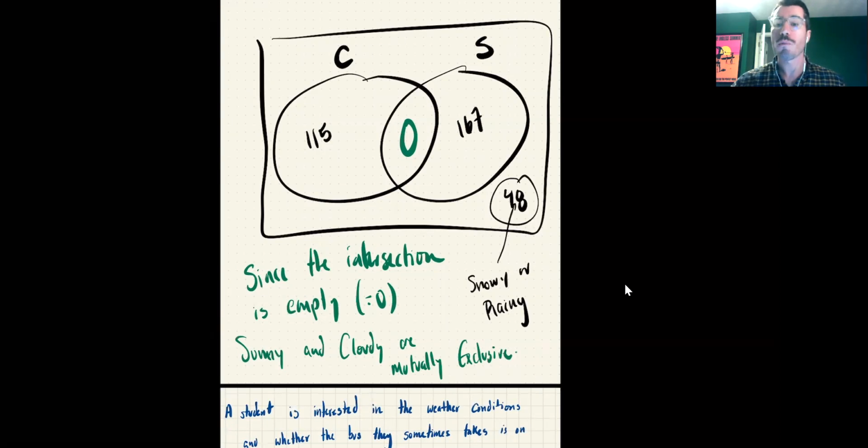All right, I hope this helps define that term mutually exclusive. We're going to come back in our next video and talk about using the general addition rule, which is going to be really important for finding probabilities of the union of two events.